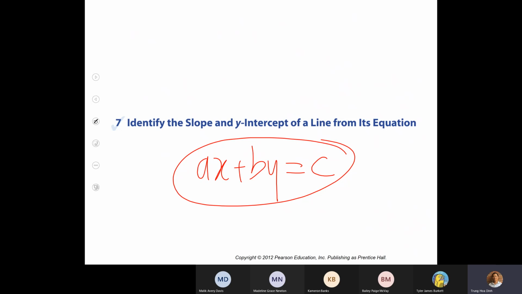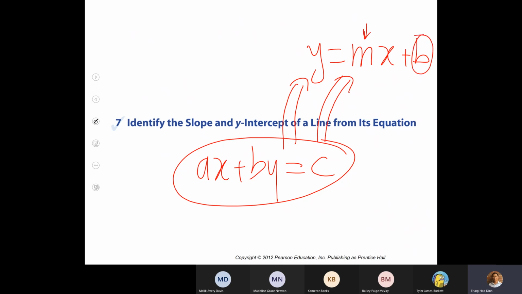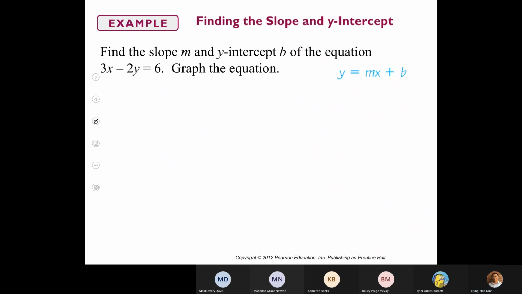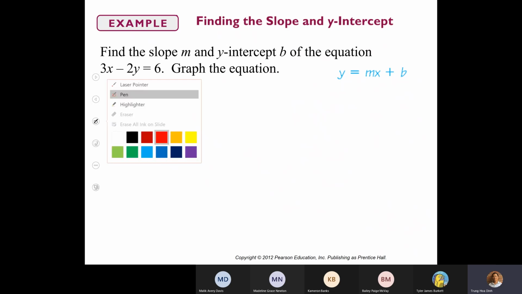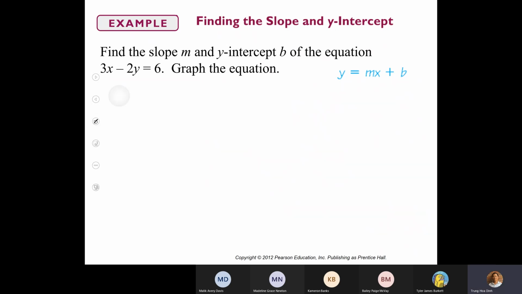And again, what is the slope, right? We have to convert this to the form y equal to mx plus b. So if we can convert this equation into this form, then m is the slope and b will be the y-intercept. Is that correct? Okay. So this example, please. Find the slope m and the y-intercept b of the equation 3x minus 2y equal to 6.